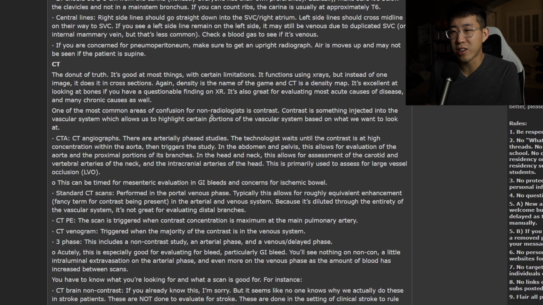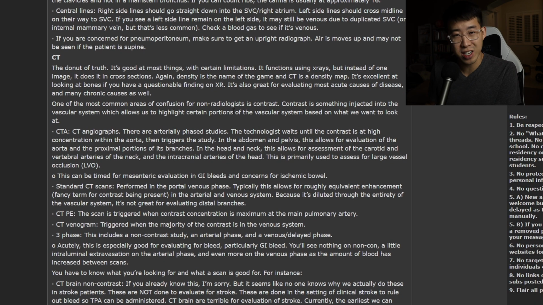One of the most common areas of confusion for non-radiologists is contrast, and I totally agree with that. I feel like that was one of the most difficult parts, and even now, sometimes I'm not sure whether I should get contrast or not. Contrast is something injected into the vascular system, which allows us to highlight certain portions of the vascular system based on what we want to look at.